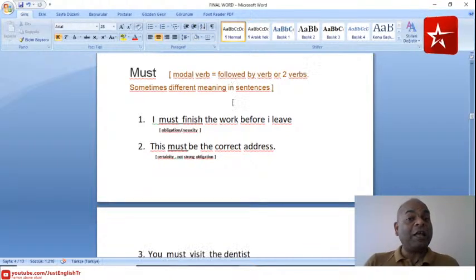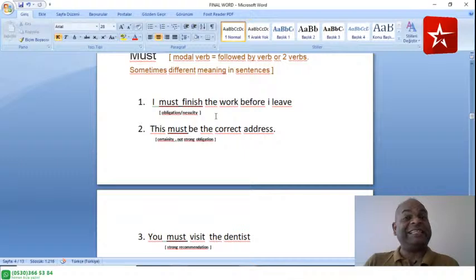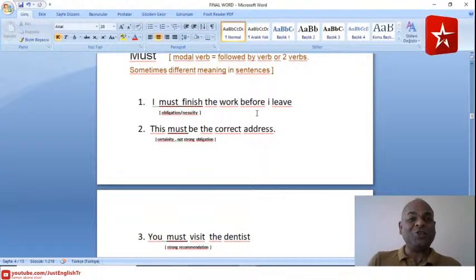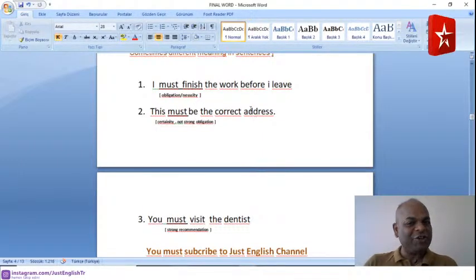Now let's quickly learn about must. Remember, must and have to are slightly similar, but must is a modal verb. It's followed by a verb or two verbs, and sometimes has different meanings in sentences. Always remember that. All right, guys? Now let's have a quick look and study together.